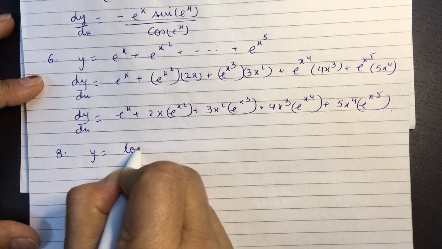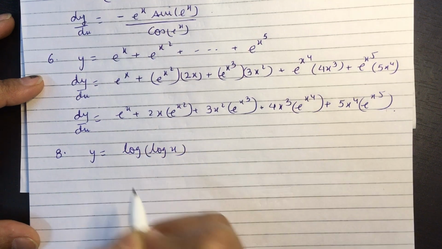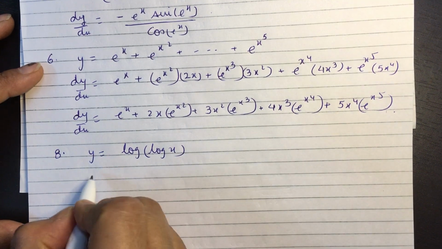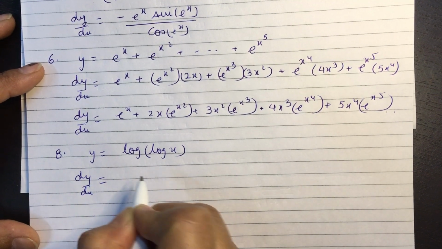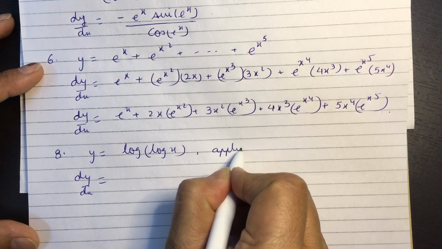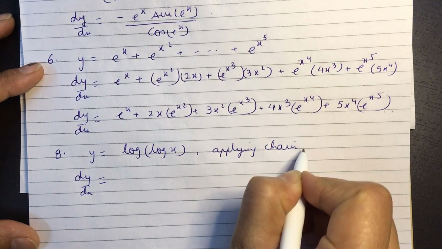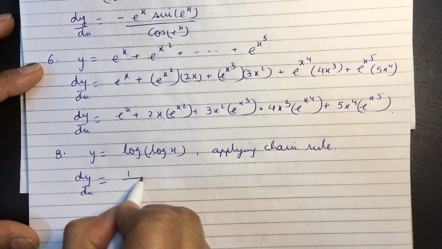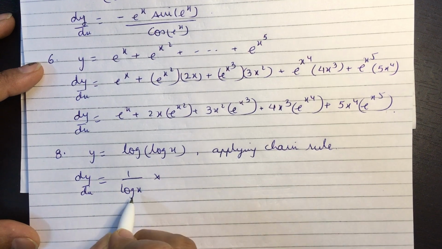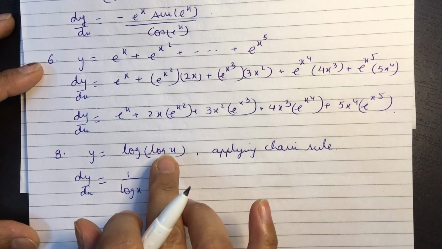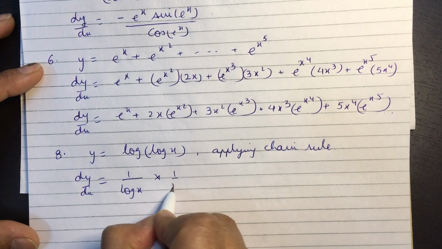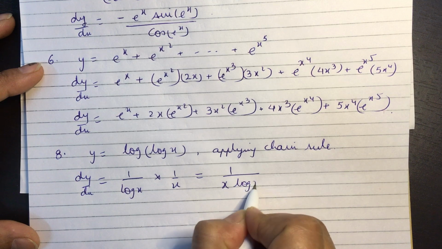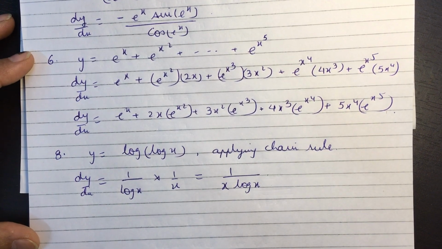Y equal to log of log x. Again, it's a function of a function. So, dy by dx, again we will be applying chain rule. We get, first of all, derivative of log is 1 upon, so it gets carried down like this, into, you come again, you come across log x, which is 1 upon x, and so the answer is 1 upon x log x.